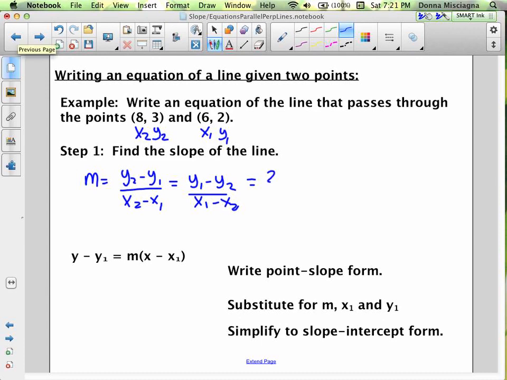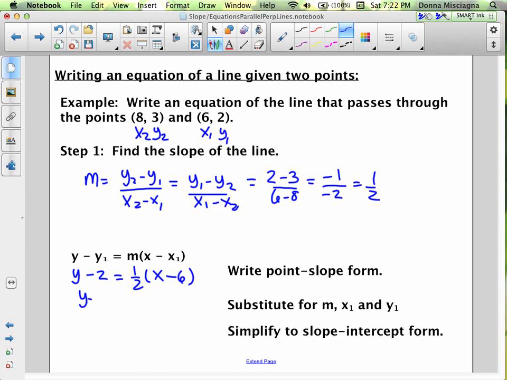So I've got 2 minus 3 divided by 6 minus 8. So long as 6, 2 is a point and 8, 3 is a point and they're lined up, it's fine. 2 minus 3 is negative 1, and 6 minus 8 is negative 2. If I had done 8, 3 first, I wouldn't have any negative numbers, but it doesn't matter because the negatives cancel, and that's just positive 1/2. I said I would use the second point this time, the one labeled 6, 2. So we have y minus 2 equals 1/2 times x minus 6.